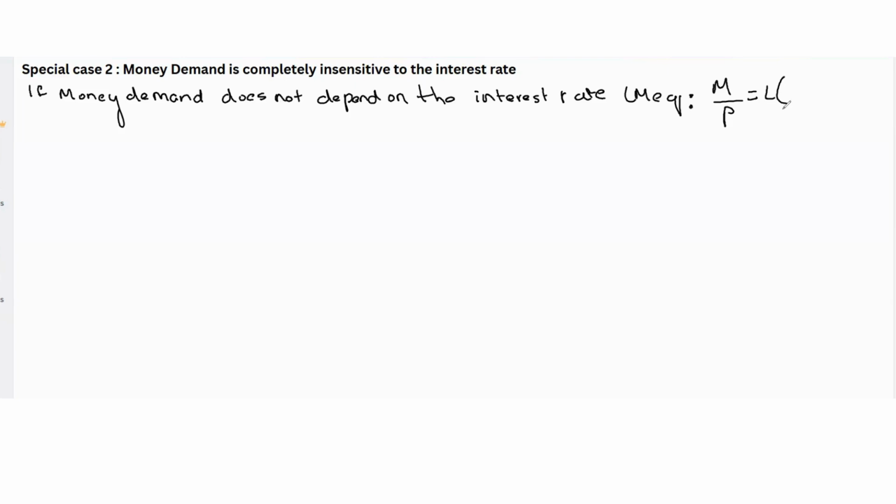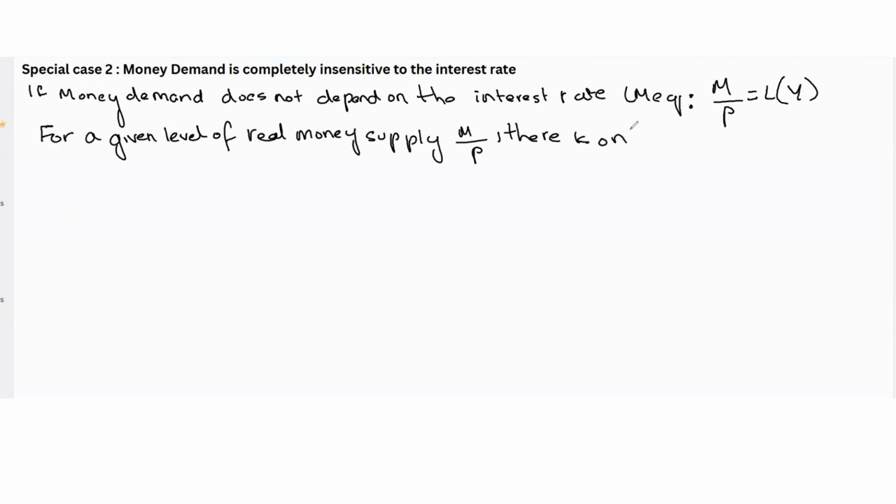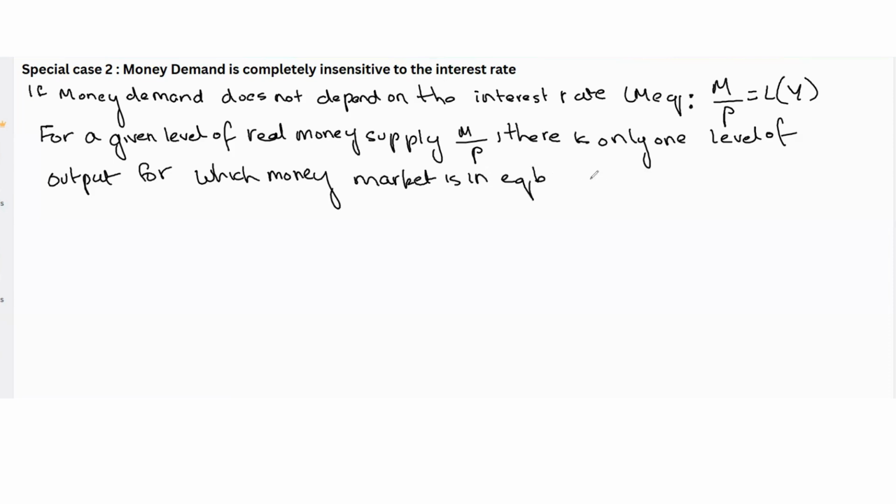Now real money demand no longer depends upon the interest rate, it only depends upon the output. So instead of having L as a function of Y and the interest rate, you only have L as a function of Y. So what we see is for a given level of real money supply, M by P, there is only one level of output for which the money market is in equilibrium, regardless of the rate of interest.